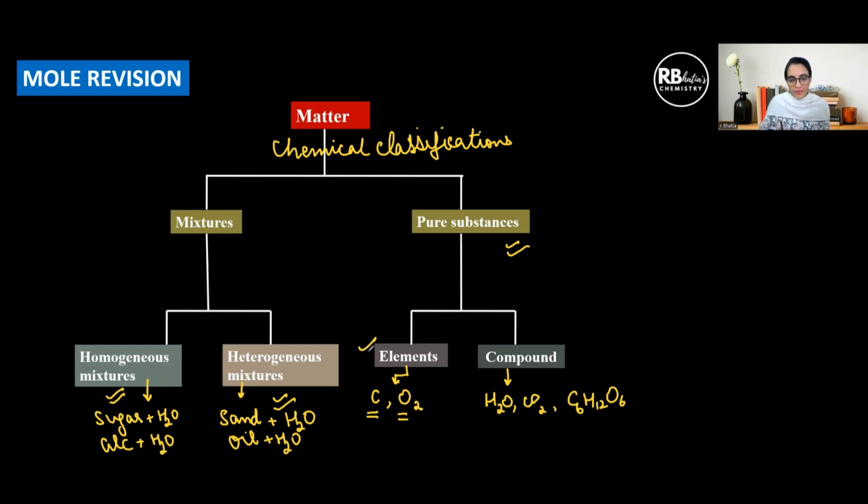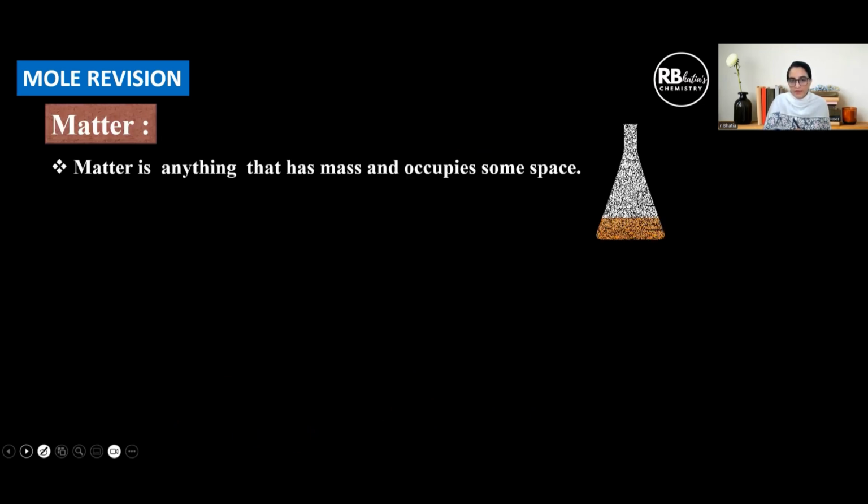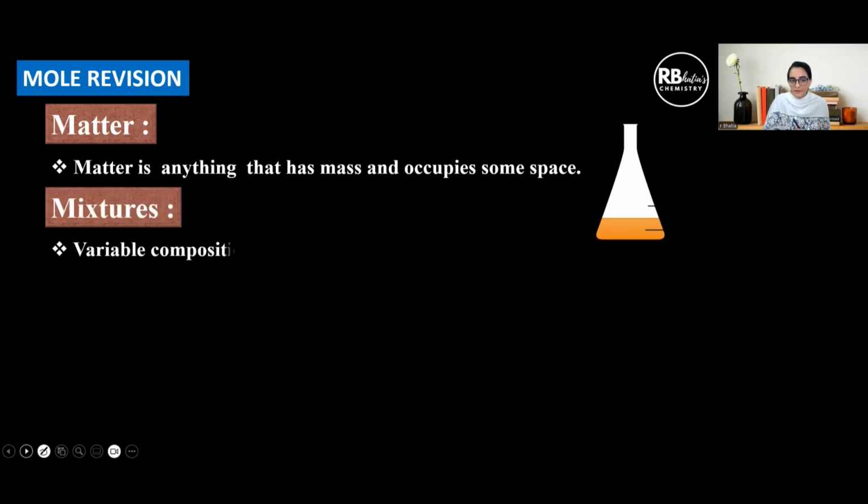One point where you tend to make a mistake: elements are made up of atoms, atomic forms like carbon, or molecular forms like oxygen, nitrogen. These are all elements or elementary forms of a substance. But compounds are made up of molecules, and each molecule is made up of more than one kind of atom. Now, what is matter? Matter is anything that has mass and occupies space.